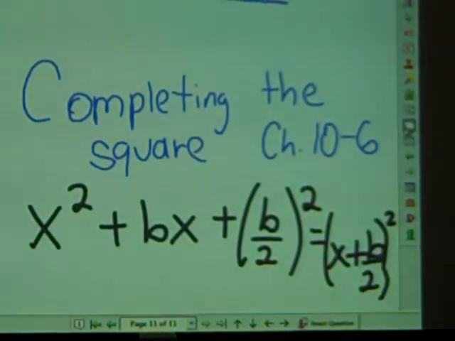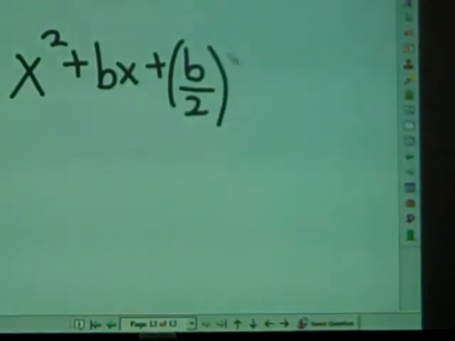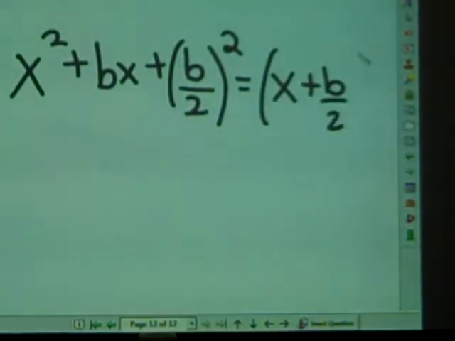Okay, I'm going to have to rewrite this on another page. Here it is again. x squared plus bx plus b divided by 2 to the second power equals x plus b over 2 everything to the second power.